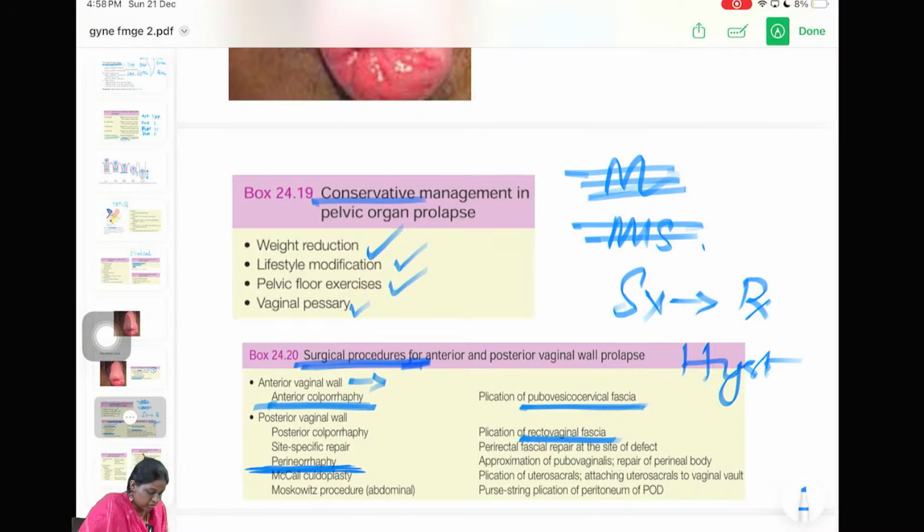Stage 3, you have to go for perineorrhaphy. And then what is another procedure called? McCall's culdoplasty. McCall's culdoplasty is done for enterocele. Here the plication of the uterosacrals is done, attaching the uterosacrals to the vaginal vault. It is done for enterocele correction.